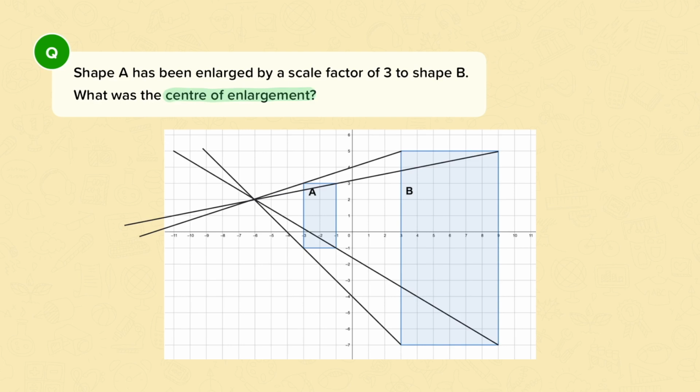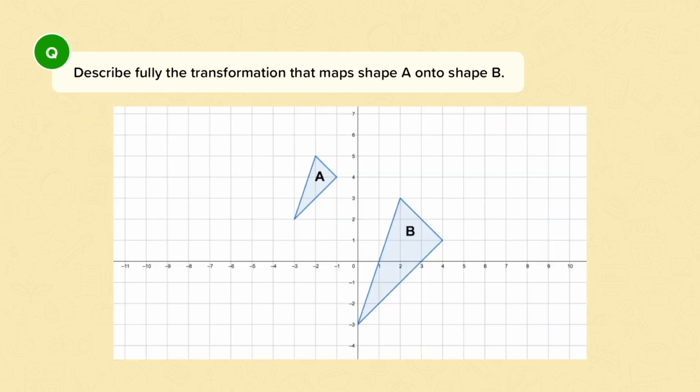And as you can see, my ray lines go through the same vertex of both shapes. And they trace all the way back, well, they cross over at the same point. This point will be our center of enlargement. It can be found just here. So all I need to do is read off this coordinate, -6, 2. So that is the center of enlargement from A to B.